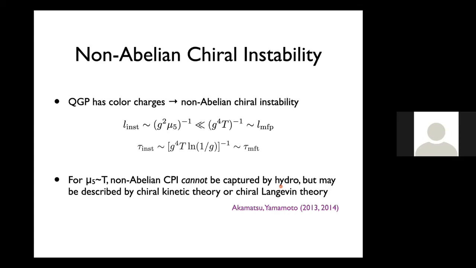And I had a related question. Is this time scale related to the equilibration time or some hydrodynamisation time? You mean this eventual time scale? This time scale is the time scale of this exponential growth, and this can be computed using quantum field theory or chiral kinetic theory. This time scale is comparable to the mean free time. The problem is that in the hydrodynamic regime, as I said, the typical length scale of the non-abelian chiral plasma instability is much shorter, so we cannot see this plasma instability in the hydrodynamic regime. So it is possible that this chirality imbalance is smeared out in the hydrodynamic regime, but no one knows. That is just one expectation.